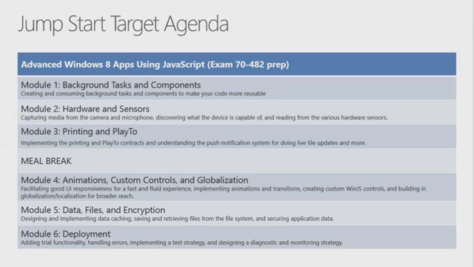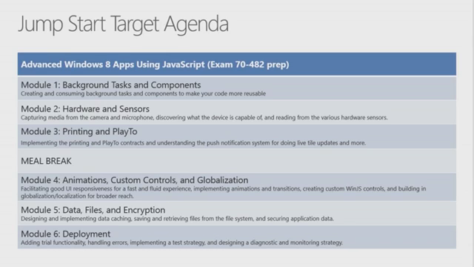Module 2, we're going to be talking about hardware and sensors and how to communicate with those and make the user feel like their device knows where they're at and what orientation the device is in, and all of that stuff. Next, module 3, printing and PlayTo, and we're also in that module going to talk about the push notification service. So quite a bit of rich and very technical content there. We'll take a break, and then we'll talk about module 4, animations, writing your own custom controls, and globalization and localization strategies and options. And module 5, data and files and encryption, and how to handle the storing of data and also the protection of that data.